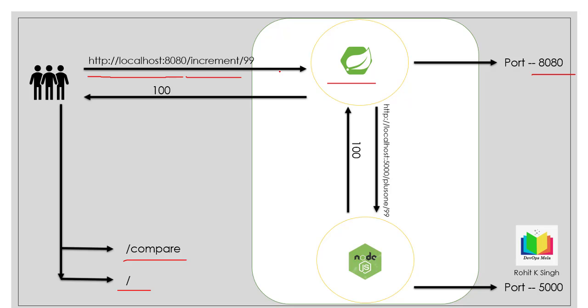In incremental module, whatever number you put, the number will get incremented by 1. Like if I'm putting 99, then the output which you get is 100. So you have sent a request to your Spring Boot application with 99. Basically it goes to your backend. So it's a two-tier application, guys.